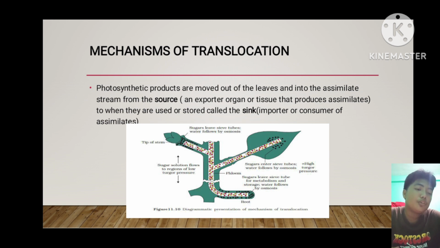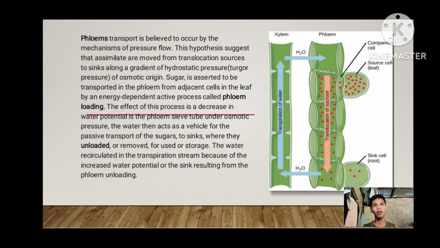Mechanism of translocation. Photosynthetic products are moved out of the leaves and into the assimilate stream from the source, an exporter organ or tissue that produces assimilates. They are moved to where they are used or stored, called the sink, the importer or consumer of assimilates, as you have seen in the diagram. Phloem transport is believed to occur by the mechanism of pressure flow.